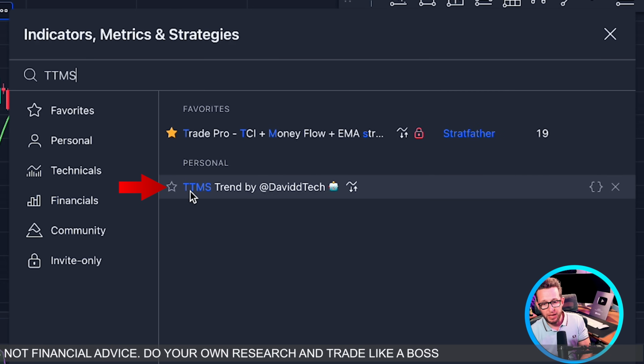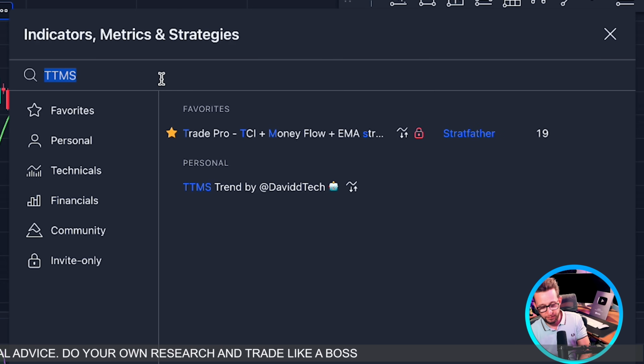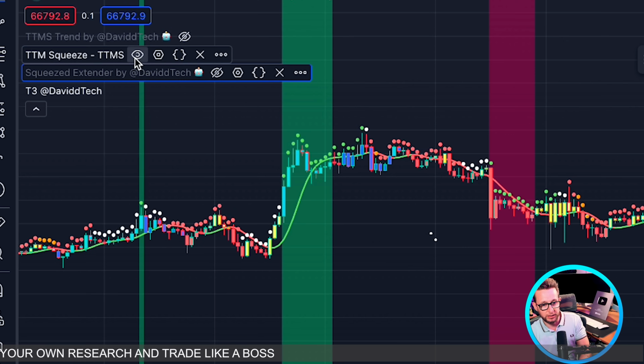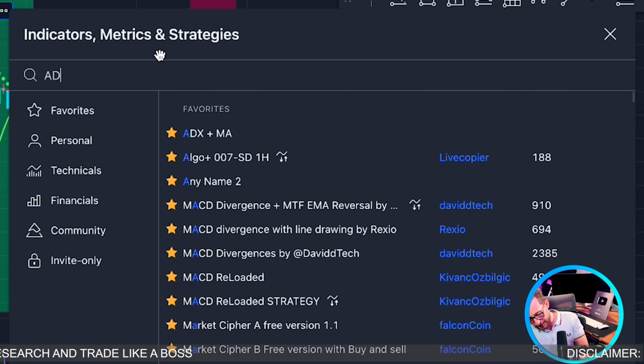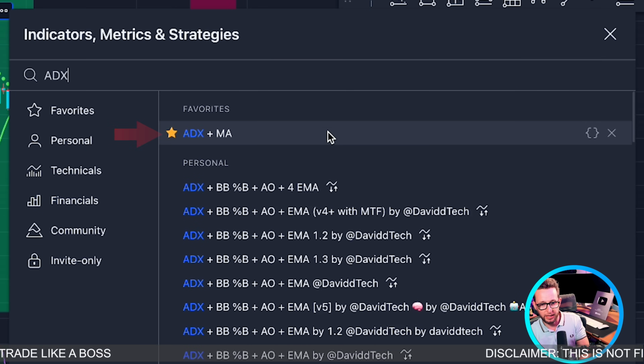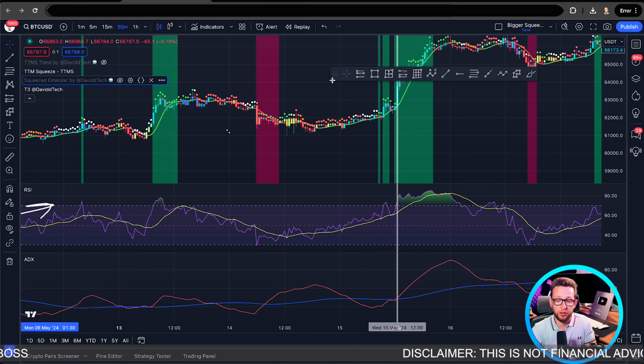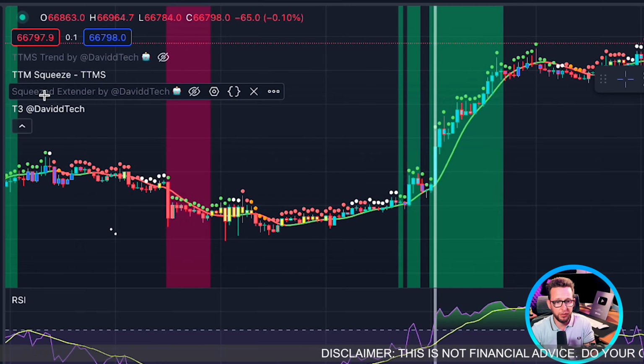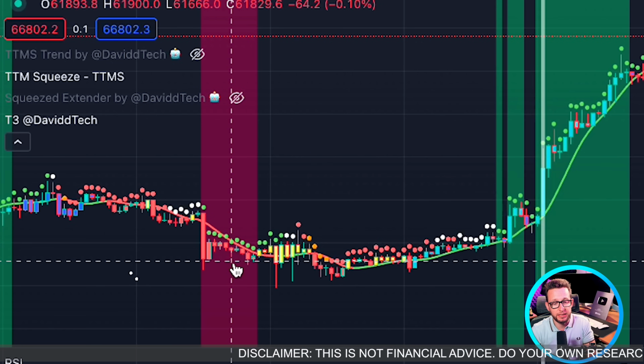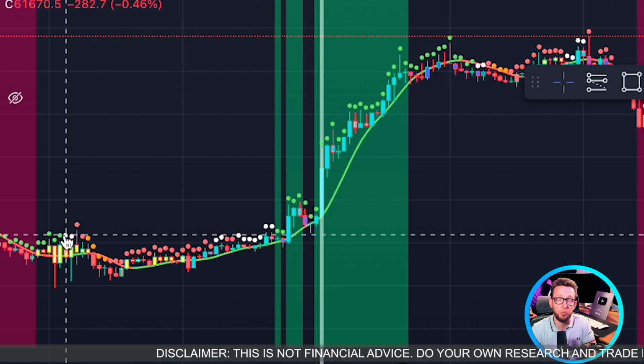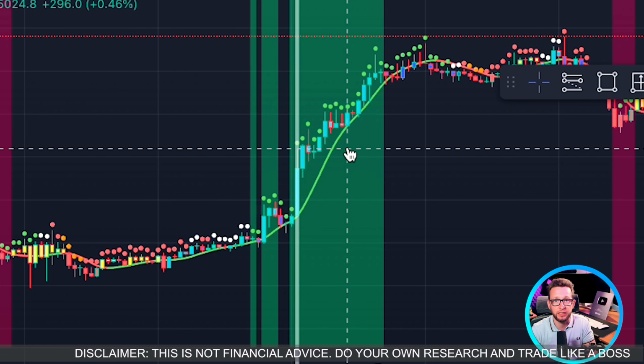So we have the TTMS squeeze by David Tech. We have already added that to the chart just here. We have the ADX plus MA by David Tech here as well. Okay, let's have a look at a couple of these entries. So what the squeeze momentum indicator does is it tells us whether we're moving sideways or we're breaking out and firing in a trend direction.